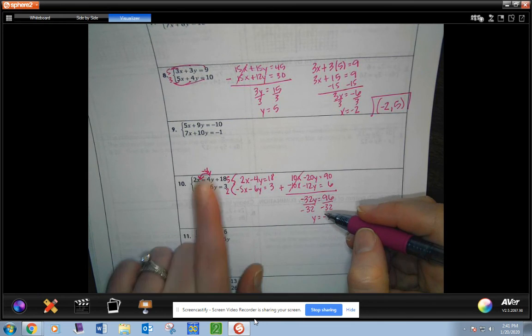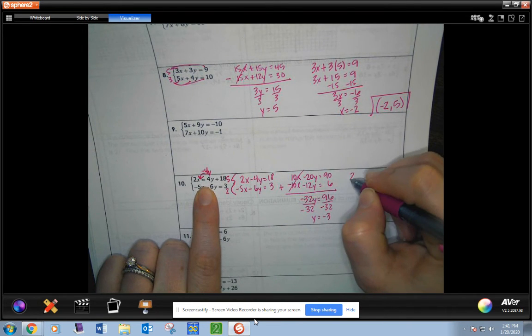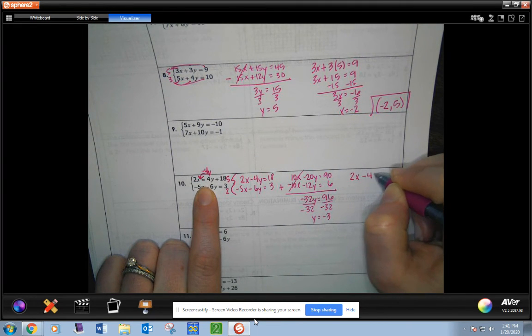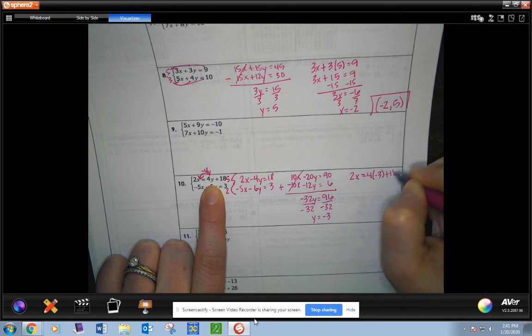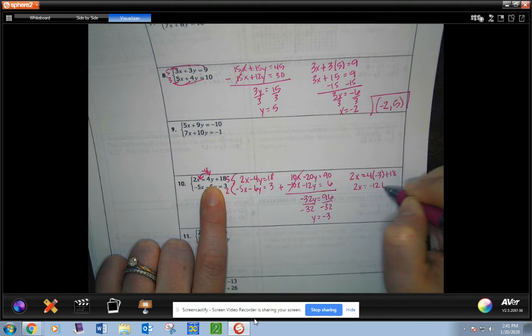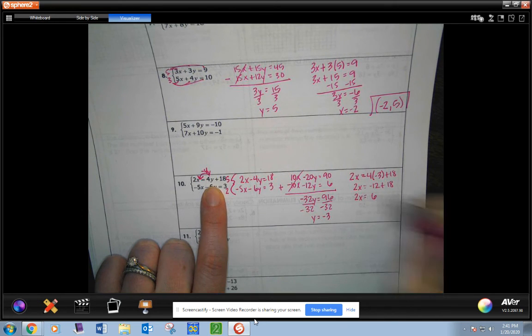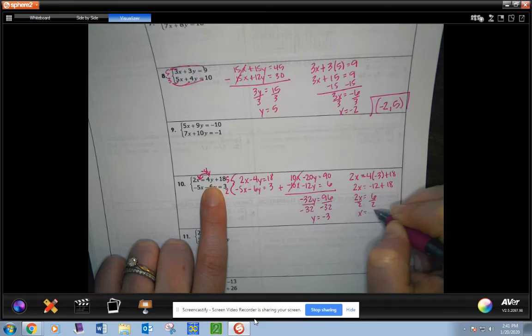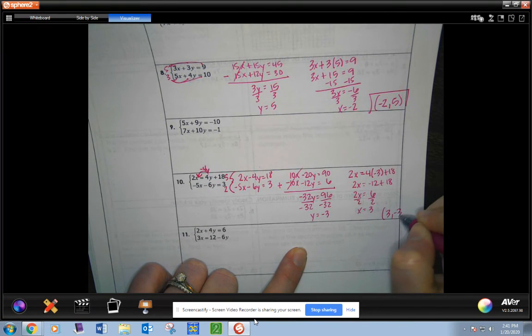I take this and plug it back into one of the originals. I'm going to go with the top. It has a little bit smaller numbers. So I'm going to do 2x minus 4 times negative 3 equals 18. This gives me 2x equals negative 12 plus 18, which gives me 2x equals 6. I just divide by 2 and x equals 3. So my final answer would be 3, negative 3. Box it and check it with the calculator to see if you're correct.